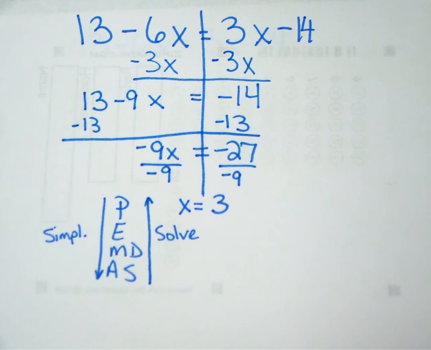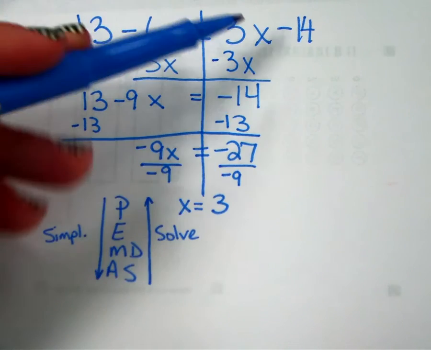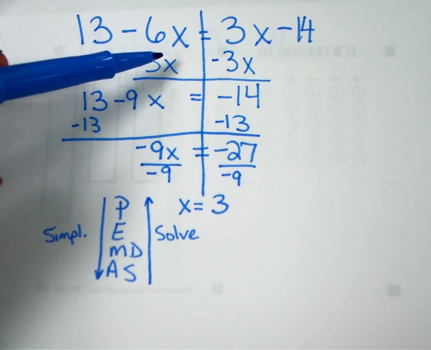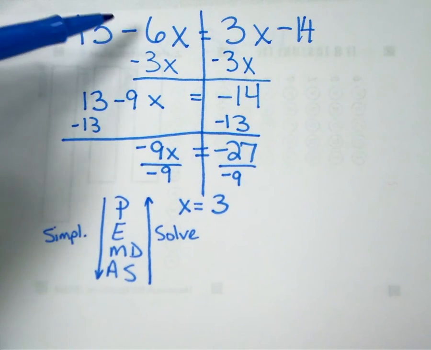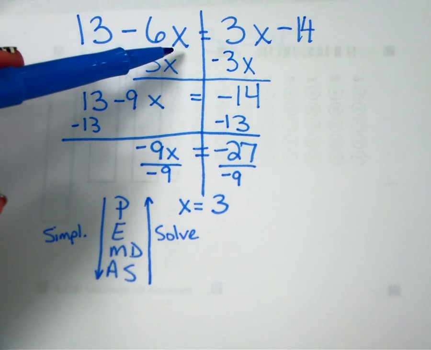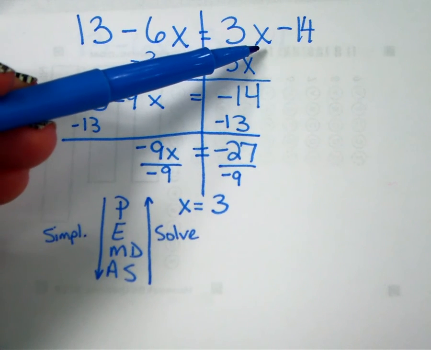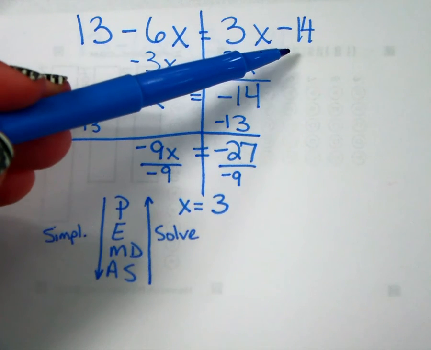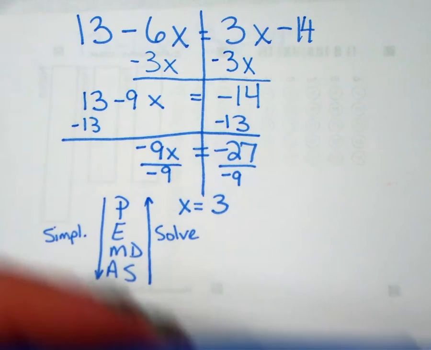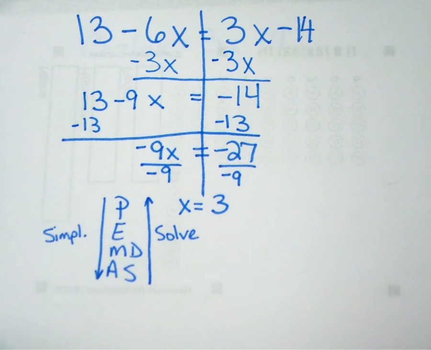So if I were to check this problem to make sure that I had done it right, I have now two sides that I have to plug that 3 in to make sure it works. I have to do 13 minus 6 times 3 and get a number. And I'm going to check that when I plug 3 in on this side, 3 times 3 minus 14, check that you get the same number. And as long as you get the same number on both sides, you know you've done this problem correctly.